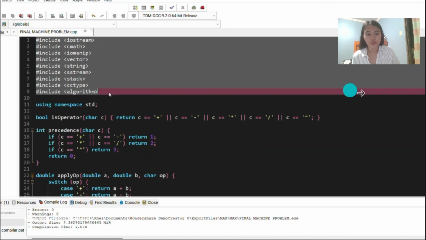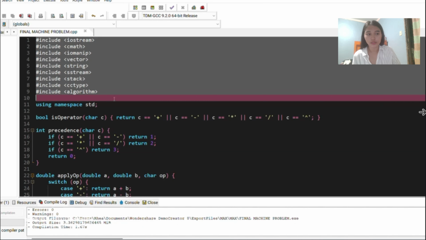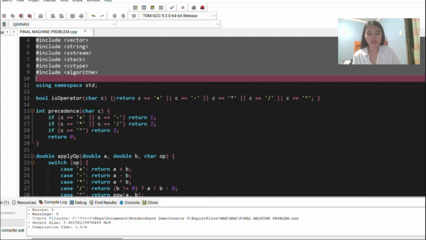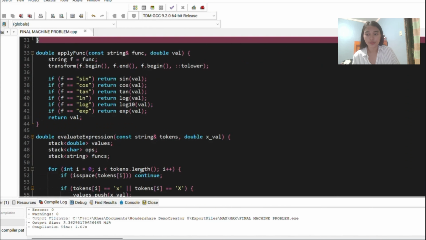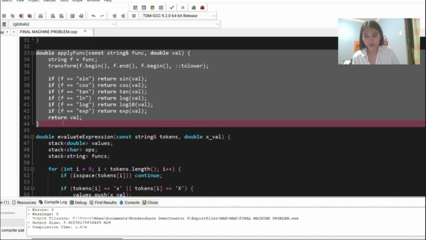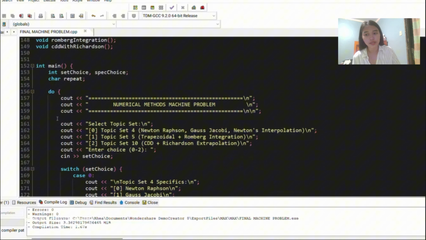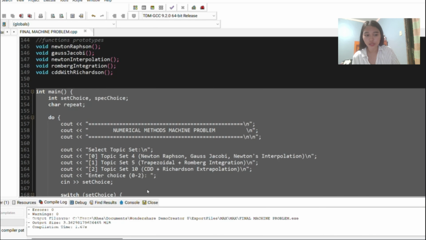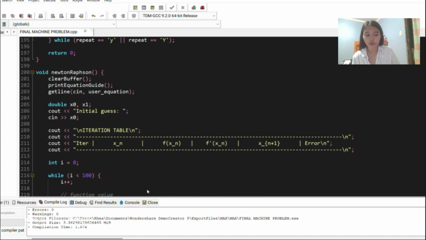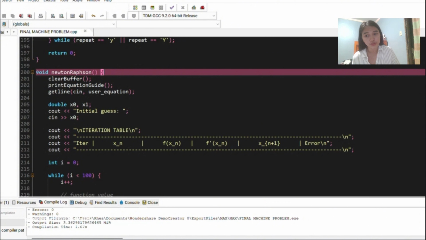Okay. So as you can see here, these are the header files, which have pre-built tools like mathematical calculations. This part defines the operation order. Next is the function that evaluates trigonometric functions or equations, such as sine, cosine, and so on. So this one is the main function, which acts as the control center of my program. It uses a loop so that my program stays open, allowing you to run multiple calculations until you decide to exit.